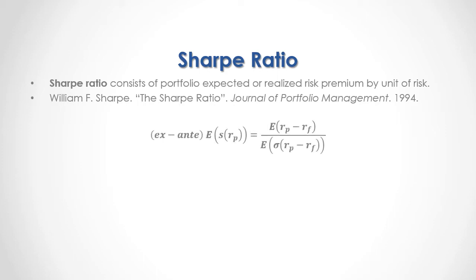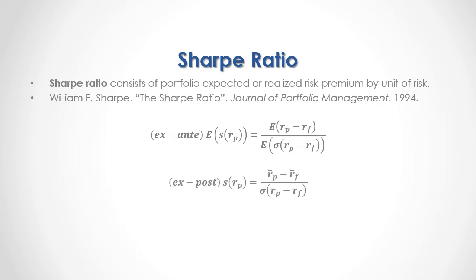As a formula, first we have the ex ante Sharpe ratio, in which the expected portfolio return Sharpe ratio is equal to, and within the numerator we have the expected risk premium as the difference between portfolio returns minus the risk-free rate of return, which is then divided by the expected risk premium standard deviation. Here, standard deviation with the Greek letter sigma.